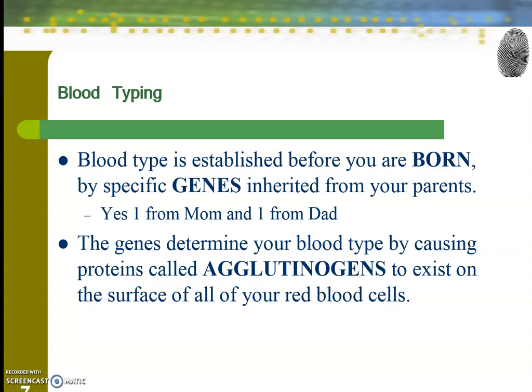Blood typing. Your blood type is established before you are born. There are certain genes that you inherit from your parents. One of them comes from mom and one of them comes from dad, and these genes determine what your blood type is by causing certain proteins called agglutinogens to exist on the surface of all of your red blood cells.